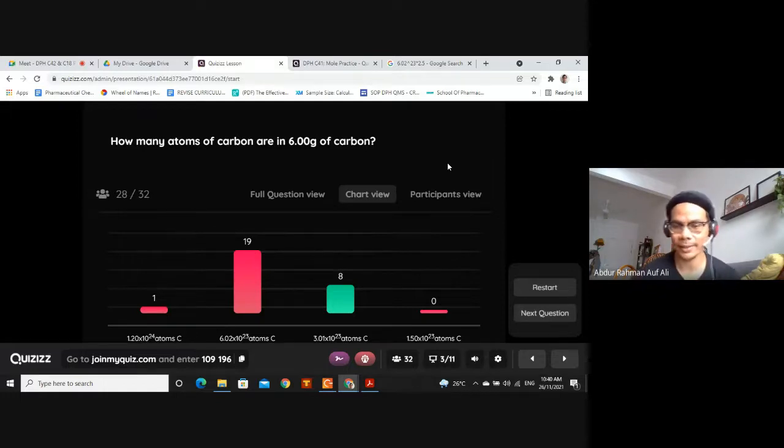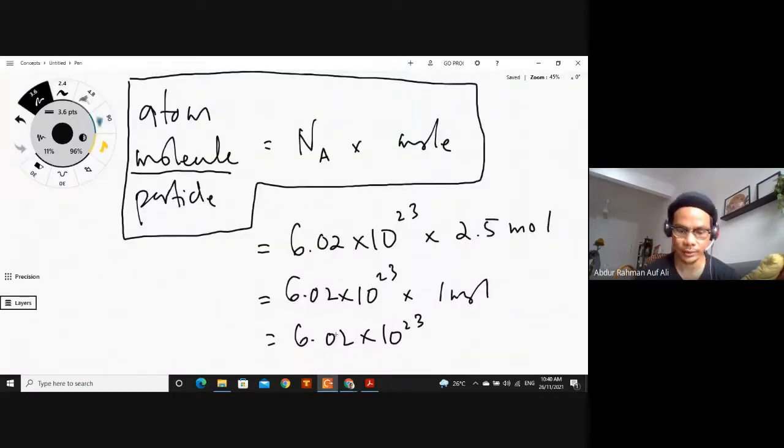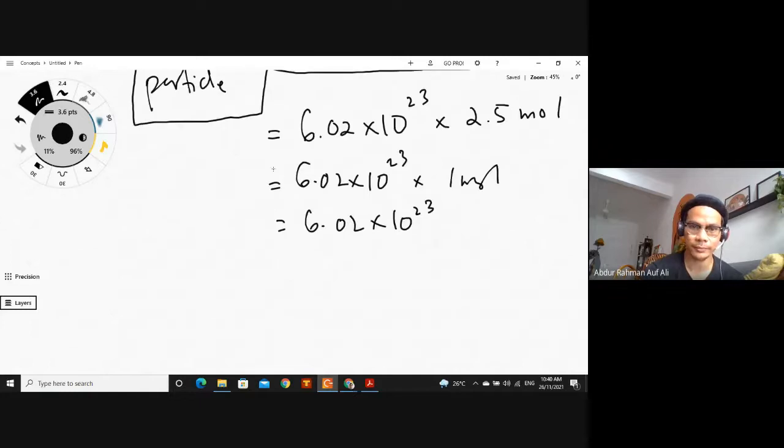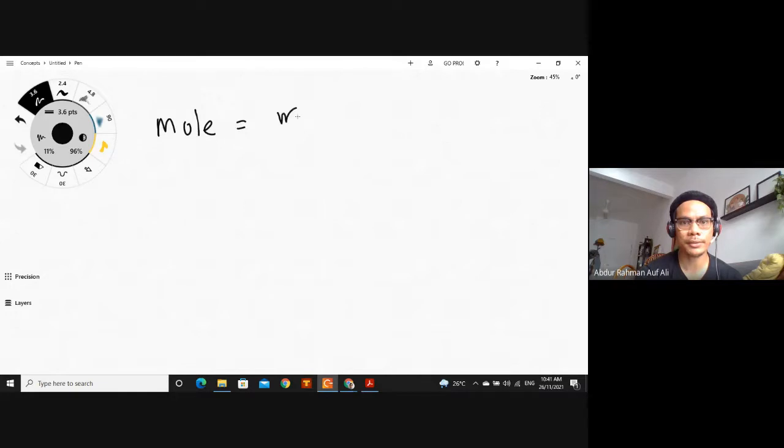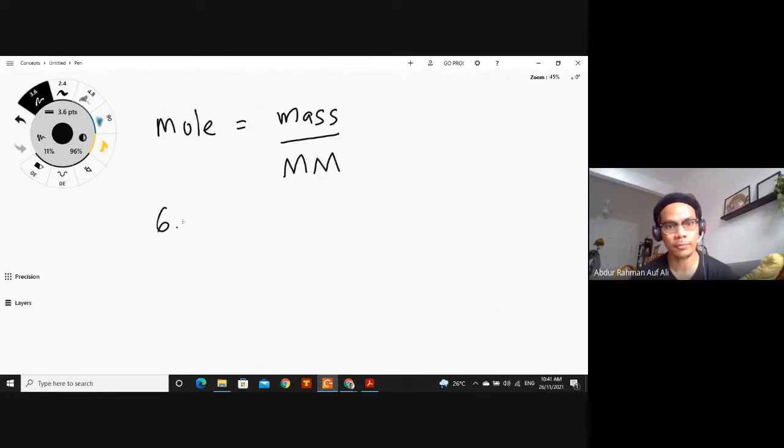So let's dissect. Why is the answer like this? To answer this question, you have to know one formula that I mentioned earlier. If you want to convert from grams to mole, you have to memorize this formula. Number of moles equals mass in grams, divided by molar mass. In this case, we have 6.00 grams of carbon. So how many atoms does it have?